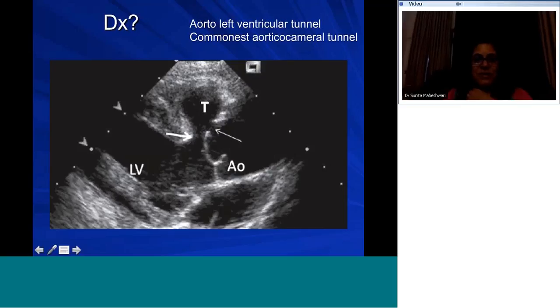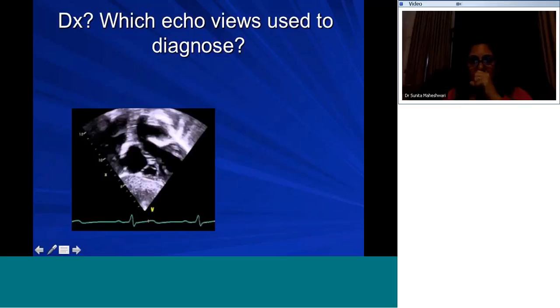Okay, so now I shall move to another topic. What is the diagnosis here? This is a 5-chamber view tipping up, still image. Anyone?